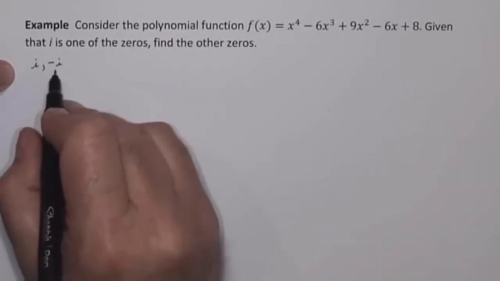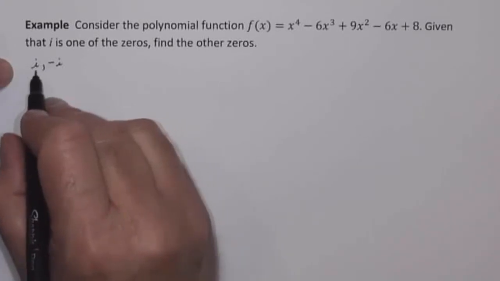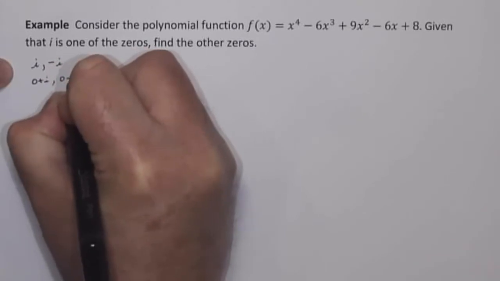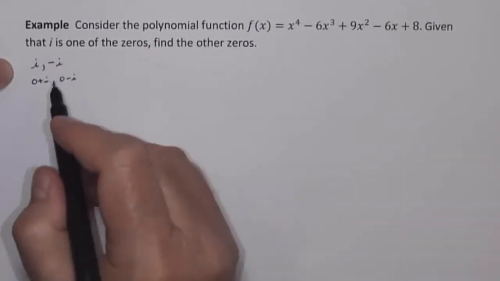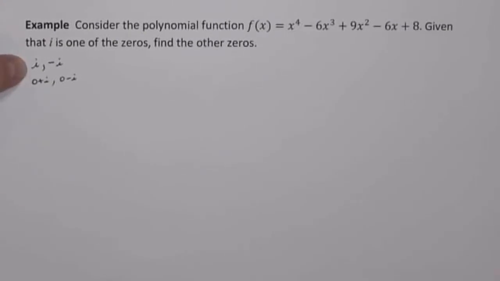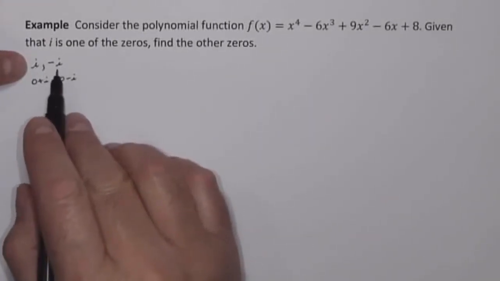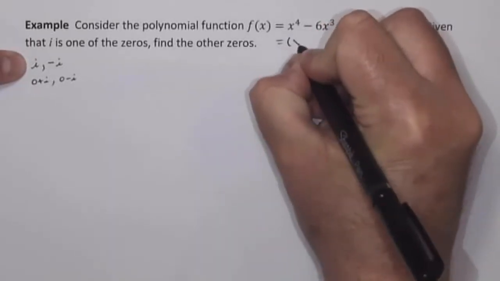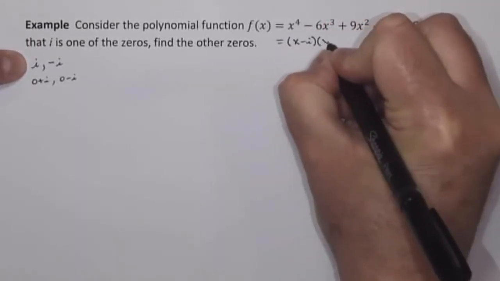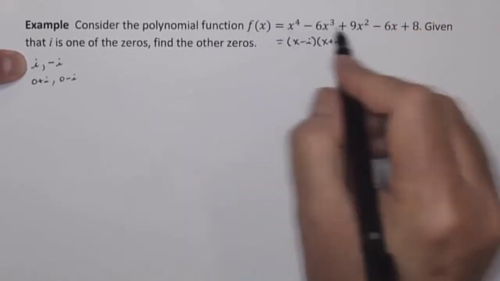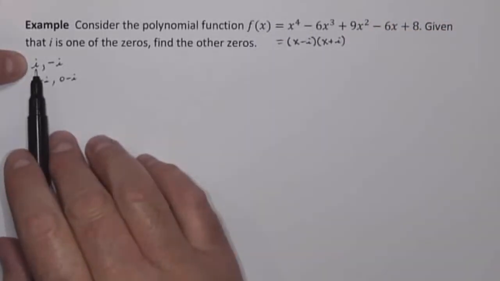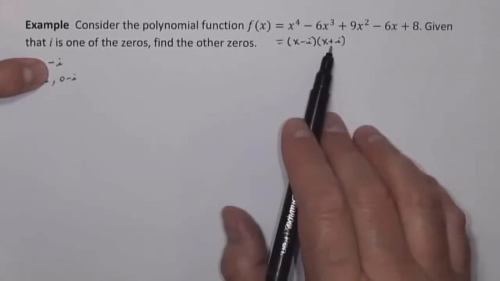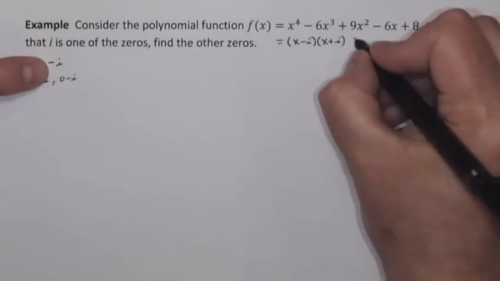Now just to make sure you understand why negative i is the conjugate of i, think of i as 0 plus i, then 0 minus i is the conjugate, which is the same as just negative i. So if i and negative i are both zeros of this polynomial function, then that means that x minus i and x plus i have to be factors of this function. So again, if i is a zero, then x minus i is a factor. If negative i is a zero, then x plus i is a factor of this polynomial function.